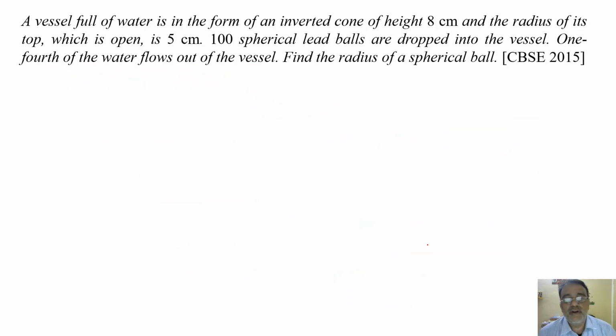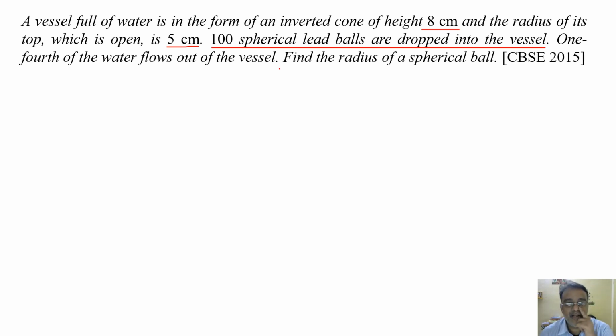A vessel full of water is in the form of an inverted cone of height 8 centimeter and the radius of its top, which is open, is 5 centimeter. 100 spherical lead balls are dropped into the vessel. 1/4 of the water flows out of the vessel. So this is an NCERT question but reversed. There the radius was given and the number of spherical lead balls had to be found. Same question but the values are reversed. Okay, and find the radius of a spherical ball.